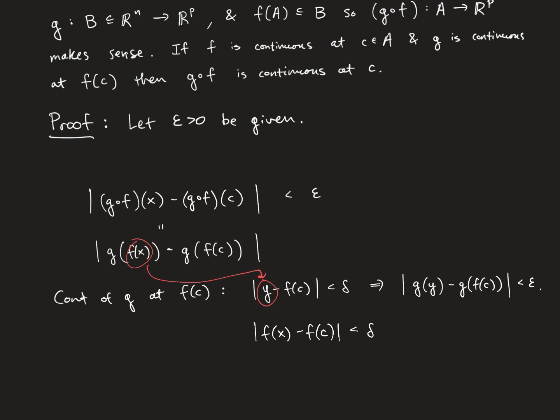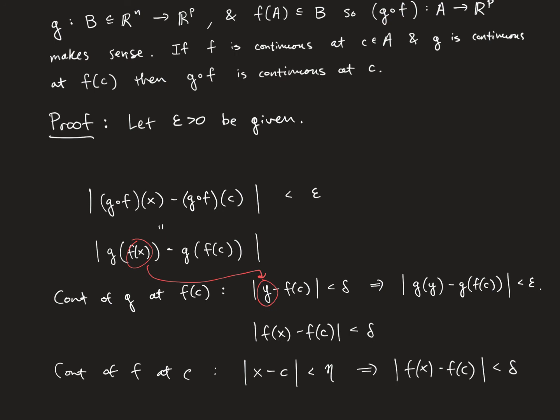But we can do that, because f is continuous at c. So that's going to mean as long as we take x close enough to c, say less than some eta, there's an eta such that when x and c are less than eta apart from each other, then indeed f of x and f of c are less than delta. And once f of x and f of c are less than delta from each other, that's going to imply by the continuity of g that g of f of x and g of f of c are less than epsilon away from each other.